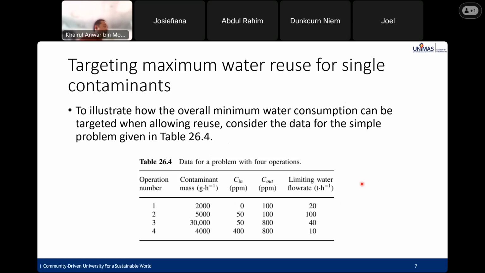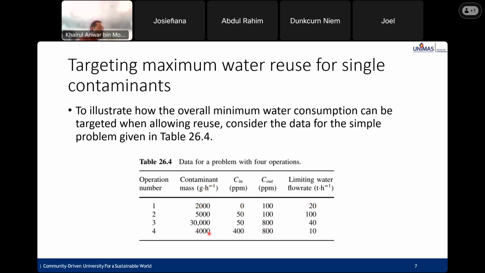And to calculate limiting water flow rate is only 2,000 over 3,000 divided by 100, or 5,000 divided by 50. So 2,000, no need to change the unit. So 2,000 gram per hour divided by 100 minus 0, so 100 ppm. We get the 20 ton.